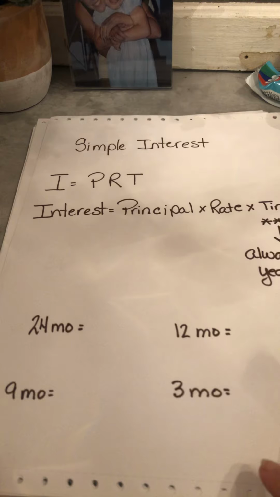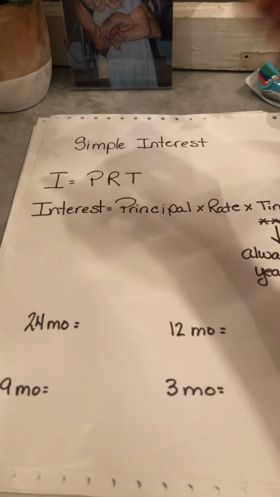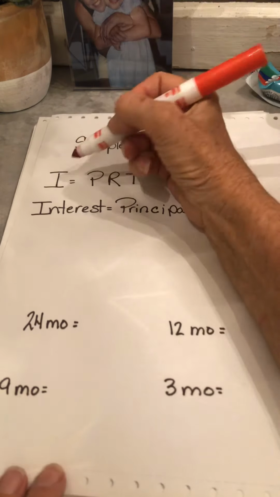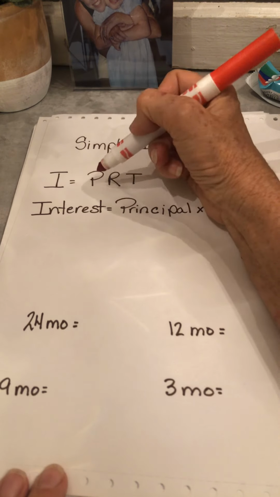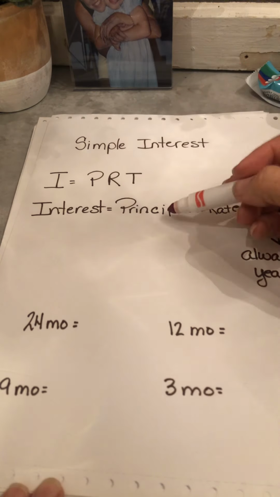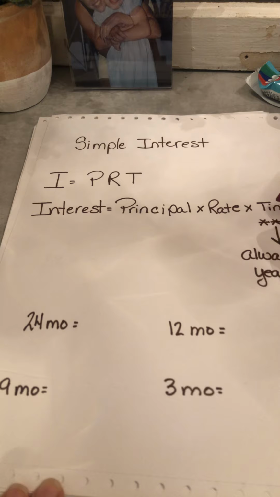All right, something new. Those were just kind of some review things. We're going to talk about simple interest. Now, simple interest is not what you get at your bank and not what you get charged when you get a loan for a car. Simple interest is usually done more with friends. Your interest is equal. Here's your formula: principal times rate times time.